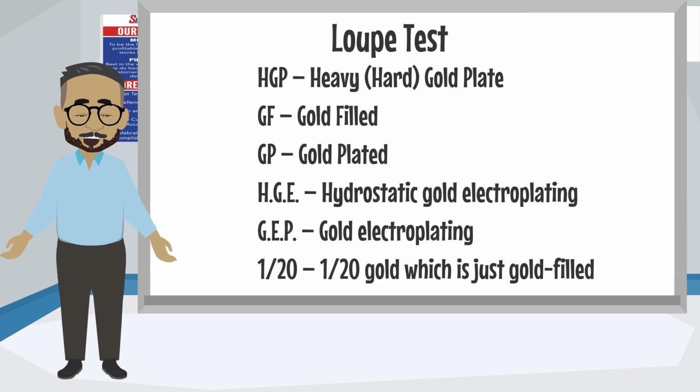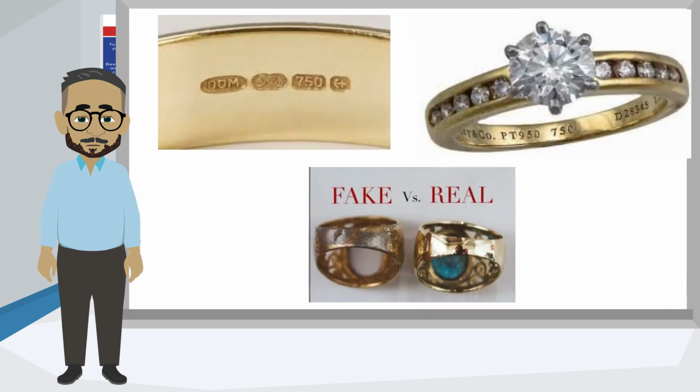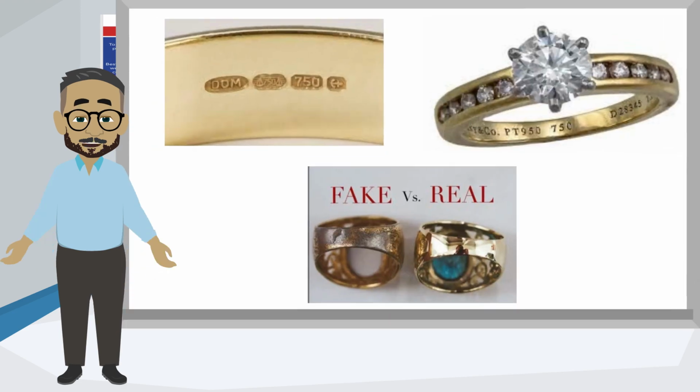HGP, heavy gold plated. GF, gold filled. GP, gold plated. HGE, heavy gold electroplating. GEP, gold electroplating. 1/20th gold, which is just gold filled. Here are some examples of hallmark stamps, real versus fake.